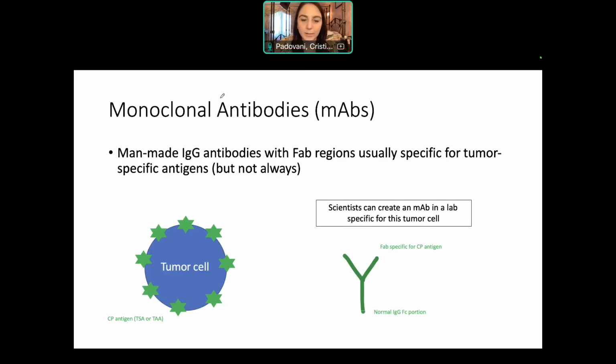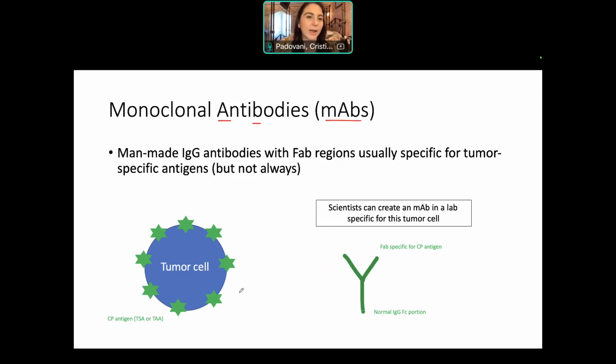Monoclonal antibodies, which we'll talk about because that is also on the study guide, the syllabus, I will say. Monoclonal antibodies are abbreviated mAbs, so m for monoclonal and then Ab for antibody. These are man-made IgG antibodies with Fab regions, usually specific for tumor-specific antigens, not always, but usually. Hopefully that makes sense, because we want to target tumor cells that have unique antigens, so tumor-specific antigens.